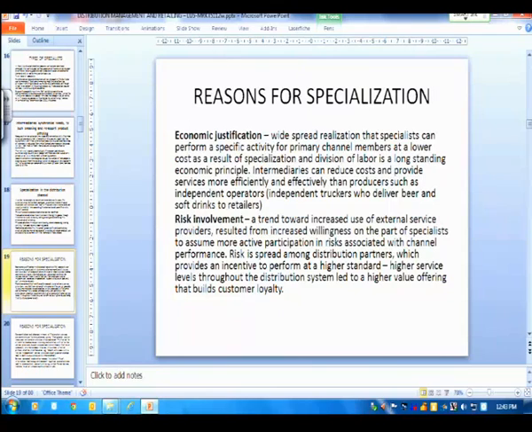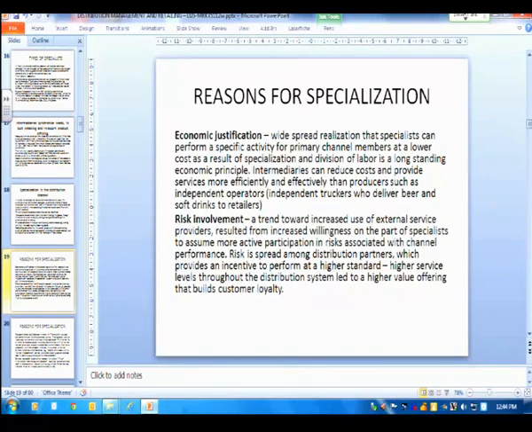Let's now look at the reasons for specializations. What are the reasons for specialization? The first one is economic justification. Widespread realization that specialists can perform a specific activity for primary channel members at a lower cost as a result of specialization and division of labor is a long-standing economic principle.